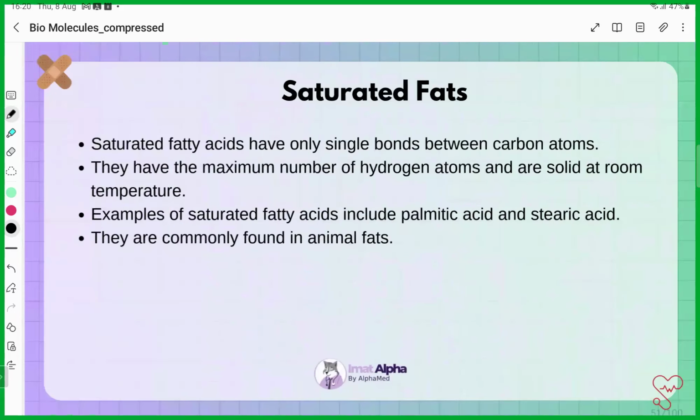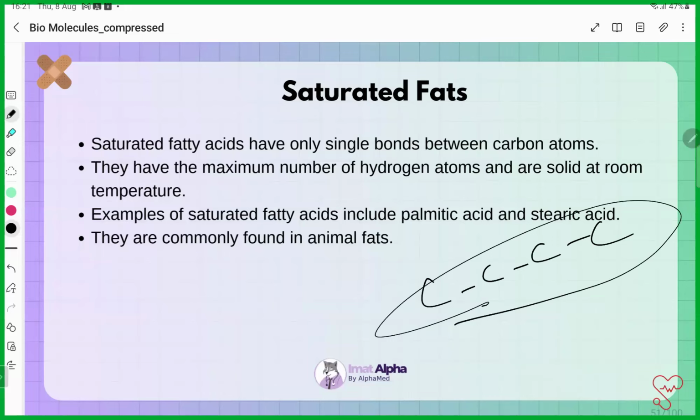Now we're going to speak about the saturated fats. Saturated fatty acids have only single bonds between the carbon atoms. Fatty acids are usually made up of a chain of carbon and hydrogen, and this long chain can be saturated or unsaturated. Of course, as we know in chemistry, saturated means only single bonds, and in unsaturated you might find double bonds in the chain. Saturated fatty acids have the maximum number of hydrogen atoms and are solid at room temperature. Examples are palmitic acid and stearic acid.